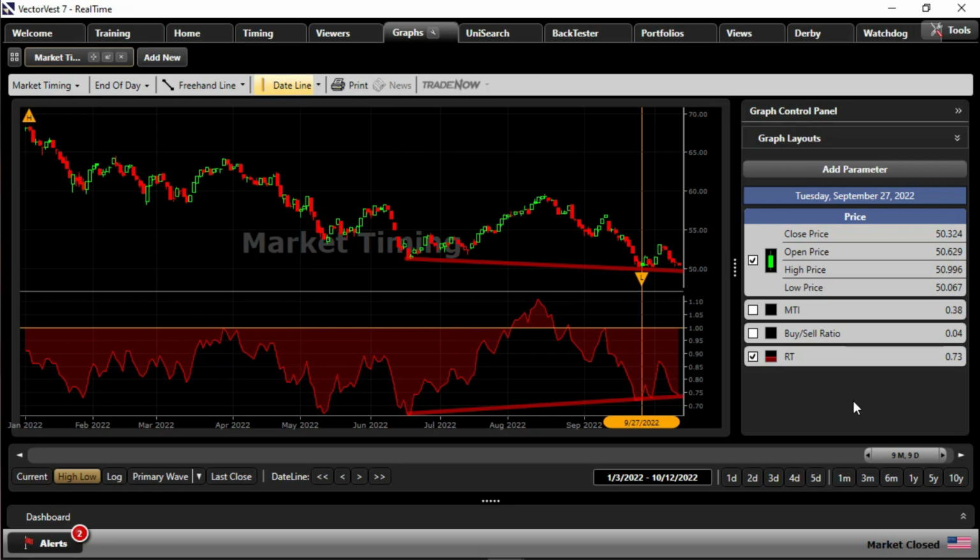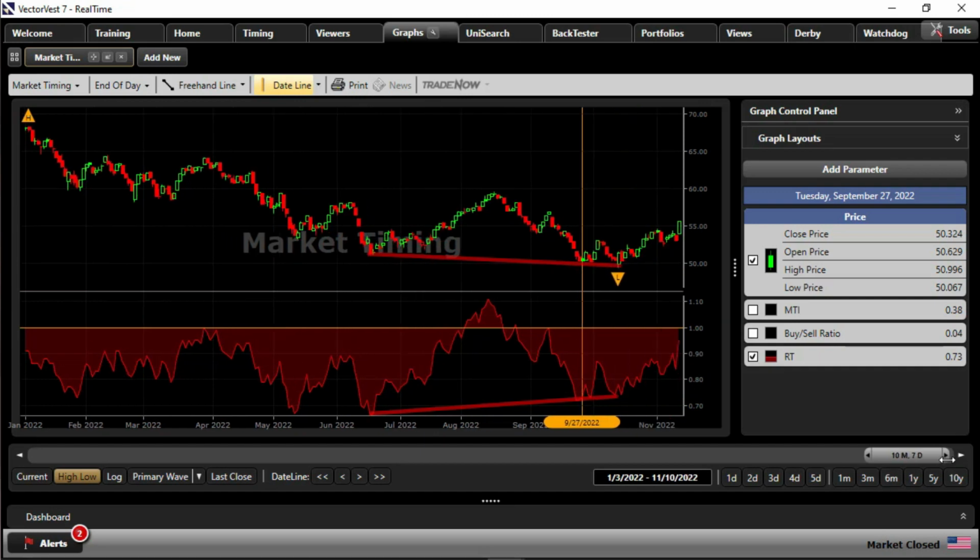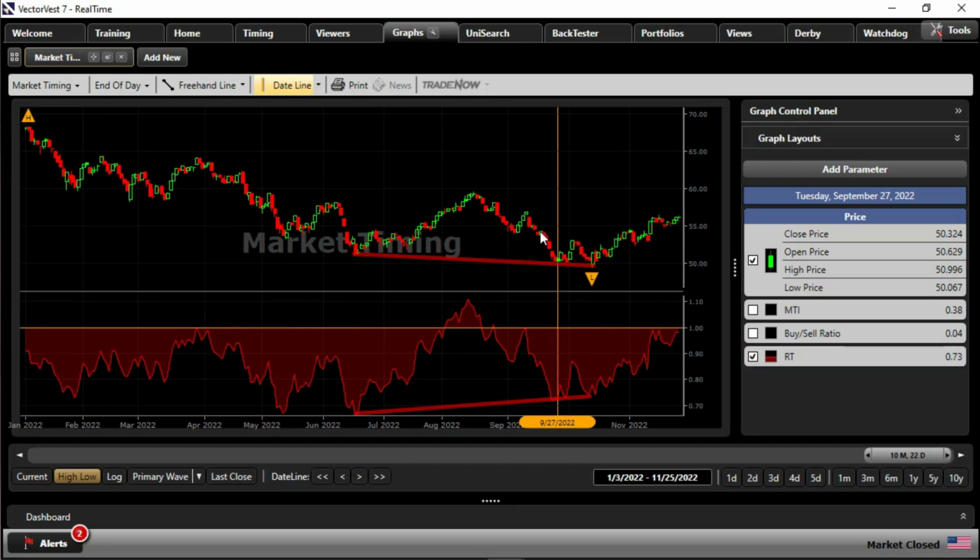I mentioned that bullish divergences are particularly important in oversold situations. Well, if we notice what the MTI and buy-to-sell ratio values were at that time, the market was extremely oversold. MTI below 0.6, buy-to-sell ratio below 0.2. So that observation, along with a bullish divergence between the market price, the VectorVest composite, and relative timing, really signaled the end of that downtrend.